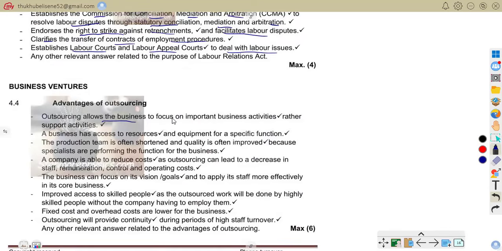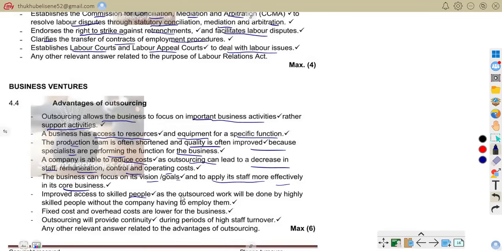Outsourcing allows the business to focus on important business activities rather than support activities. So the business has access to resources and equipment for a specific function. The production time is often shortened and quality is often improved because specialists are performing the function for the business. A company is able to reduce cost, as outsourcing can lead to a decrease in staff, remuneration and control, and operating costs. The business can focus on its vision and goals and apply its staff more effectively in its core business.